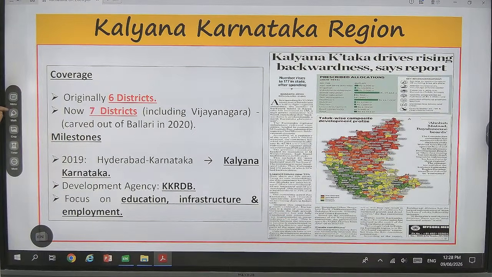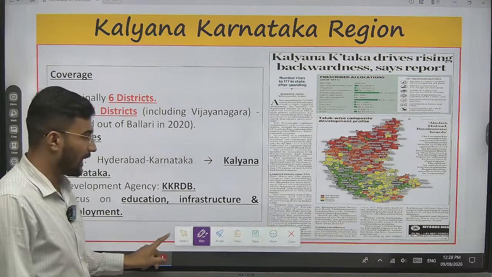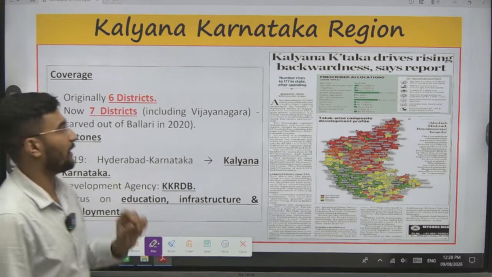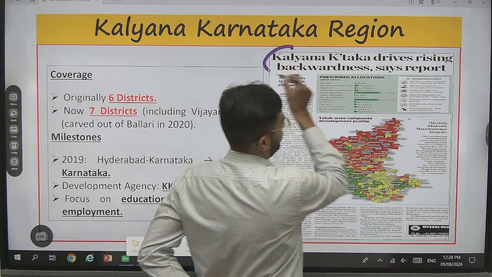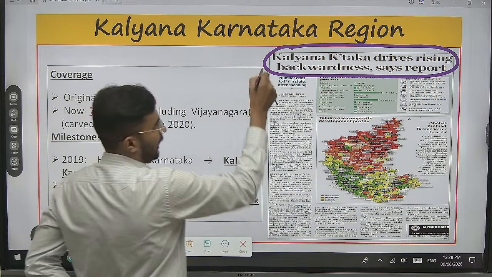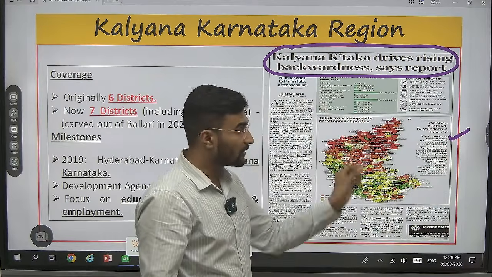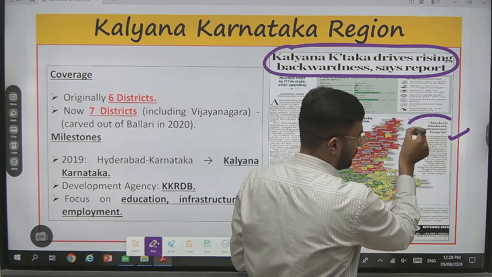After this comes the committee for the Kalyana Karnataka region. We have established a committee to study the backward regions. Now this is very much important this time.